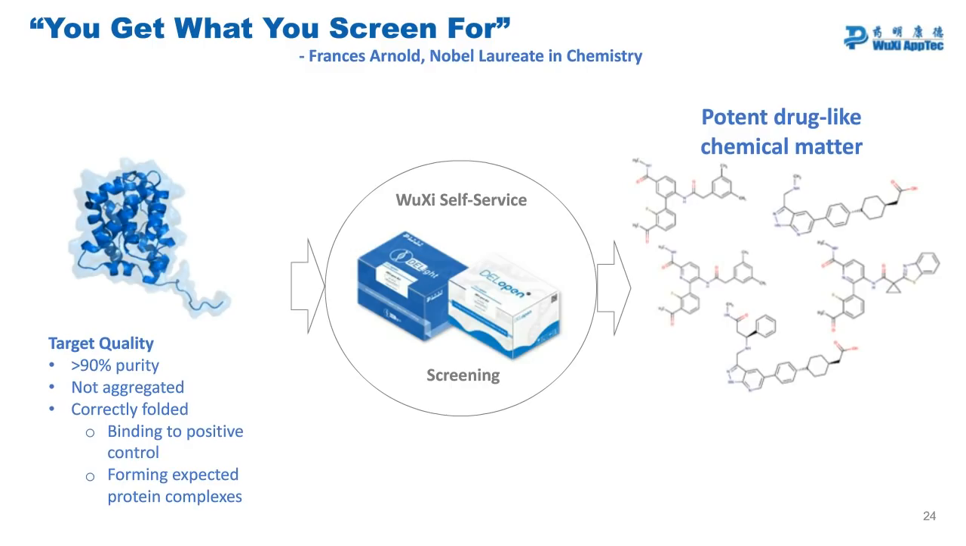Others have said before me that you get what you screen for, and if you screen a protein target where the quality isn't high, then the quality of the screening outcome will probably not be high either. So on the left hand of this slide, I put in a few bullet points about what you want your target to actually be like. And it's important that you have a high concentration of correctly folded target where the binding pocket is there.